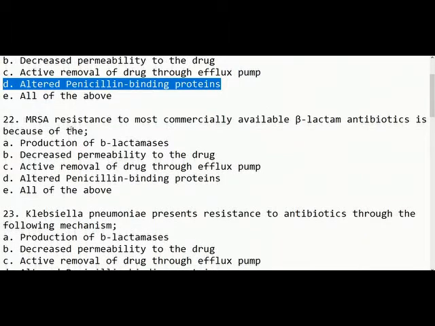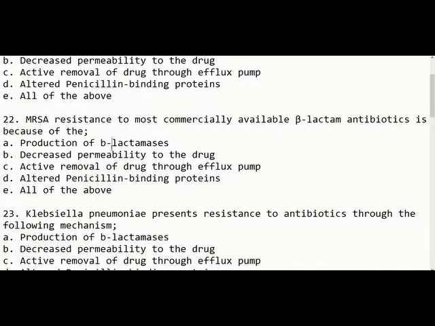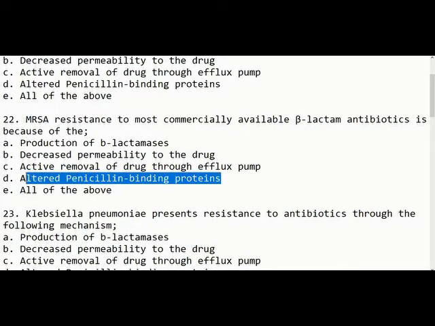Now the second MCQ, MRSA resistance. MRSA means methicillin resistant Staphylococcus aureus. So in this bacteria, resistance to most commercially available beta-lactam antibiotics is because of the: again these options are there: production of beta-lactamases, decreased permeability to the drug, active removal of drug through efflux pump, altered penicillin binding proteins, and last option all of the above. So the correct option is again altered penicillin binding proteins. MRSA resistance is actually due to altered penicillin binding proteins. So D is the correct option.